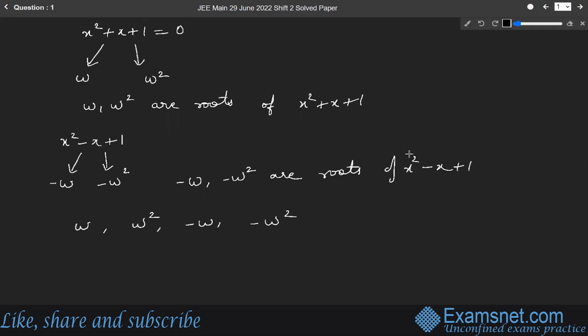Now in the question it is given that alpha is a root of the equation. It means that alpha will be equal to one of the given four values. So let alpha be equal to the first value, which is omega. So we are supposing alpha is equal to omega.